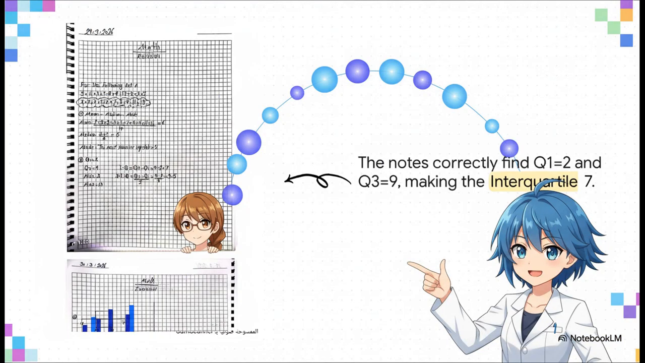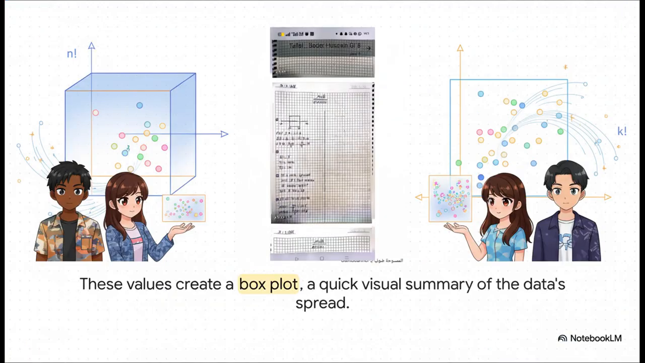And hey, what do you know? The calculations in the notebook are spot on. Here's how it works. You find the median of the whole set, that's 3. Then, Q1 is the median of the numbers to the left of that, which is 2. And Q3 is the median of the numbers to the right, which is 9. The interquartile range is just Q3 minus Q1, so 9 minus 2 gives us 7. Perfect. So why bother with all these numbers? Because they let us draw this, a box plot.